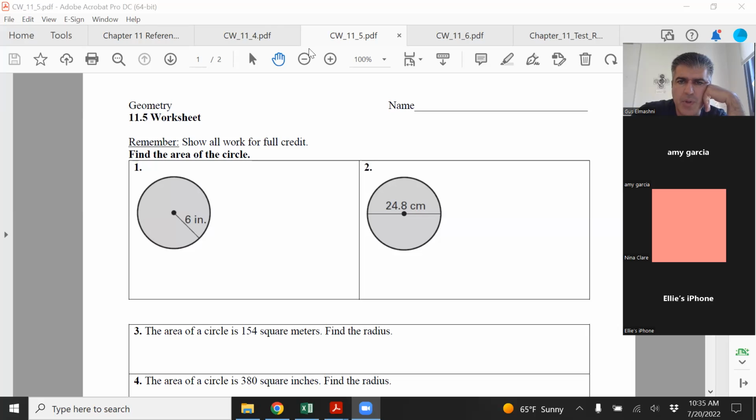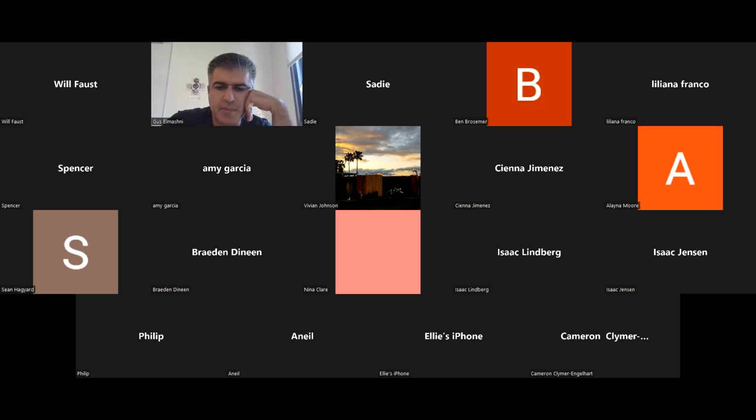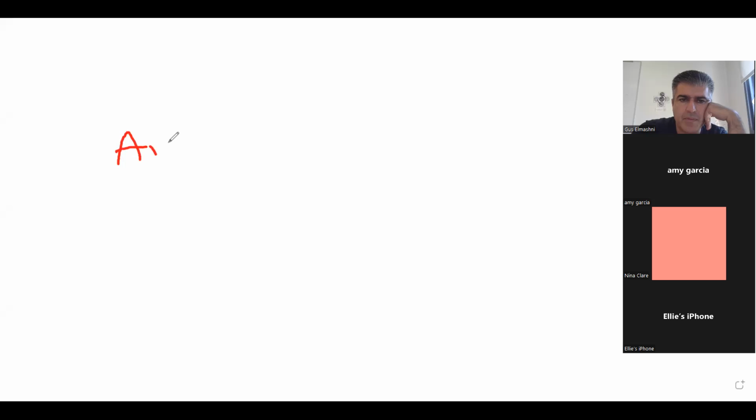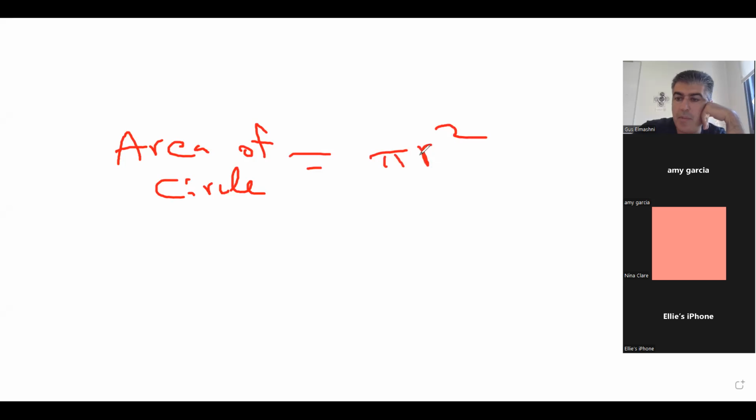And again, let me go to a whiteboard again to help you guys understand 11.5 a little better. So the area of a circle is simply this, pi r squared. That's all.